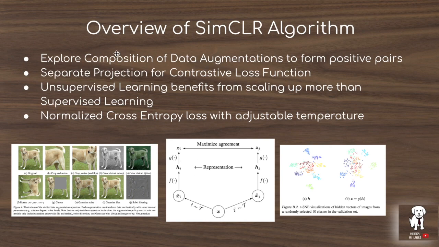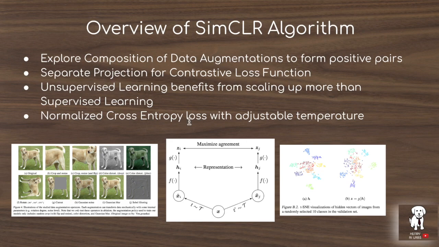The next idea in SimCLR is to explore the composition of these data augmentations exactly to see what order of doing these augmentations, what magnitude, the composition of doing like crop and then color distortion, how that impacts the performance of the representations learned by doing the contrastive loss.